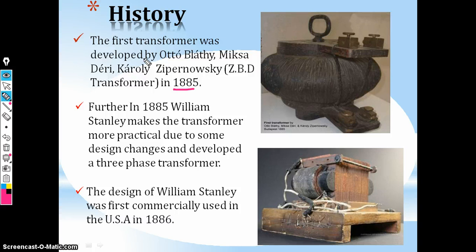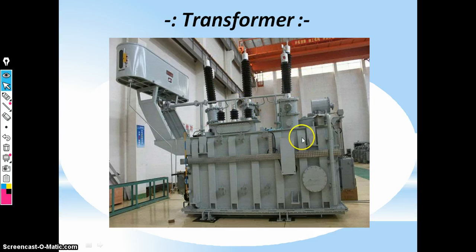Okay, now this scientist developed the three phase transformer. Also, another commercial transformer was developed in the USA in 1886. Now this is the structure of the three phase transformer. This is the history of the transformer, that means the first transformer was developed in 1885 in USA. Now this is the whole concept of history. Then this is the three phase power type transformer.